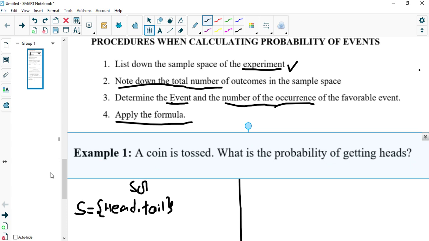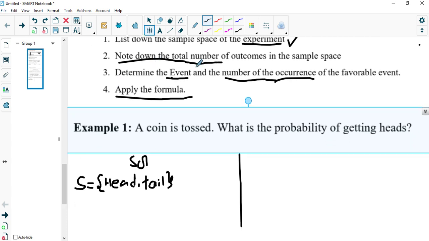Now the second step here is to note down the total number of outcomes in the sample space. How many outcomes are in the sample space? The total, right? So here you can see that the total number in the sample space, n of S, should be equal to, you count the total number here, 1, 2. So there are 2 outcomes in the sample space. Remember, we use S for sample space. So the total is 2. Step number 1 done, step number 2 done.